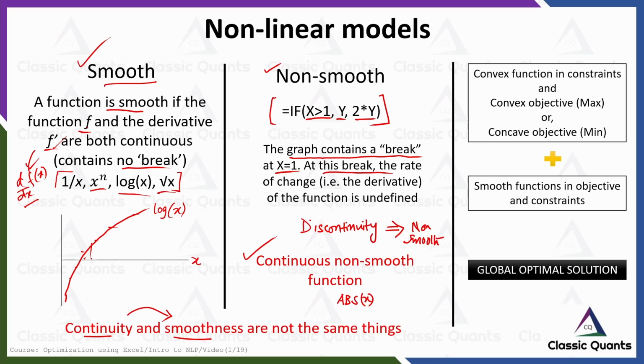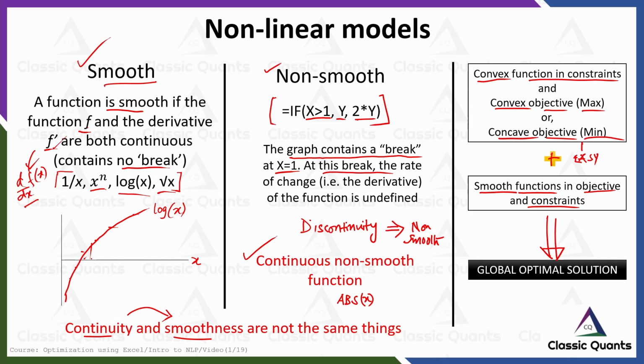So we have already discussed convexity and concavity. In the last slide I told you that convex functions in constraints and a convex objective for maximization or concave objective for minimization will imply an easy nonlinear solution. But in addition to that, if we can ensure that the function is smooth as well, so a smooth function in the objective and constraints, that will imply a global optimal solution.